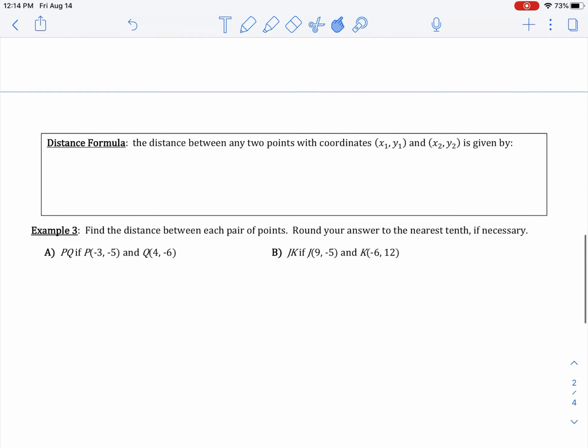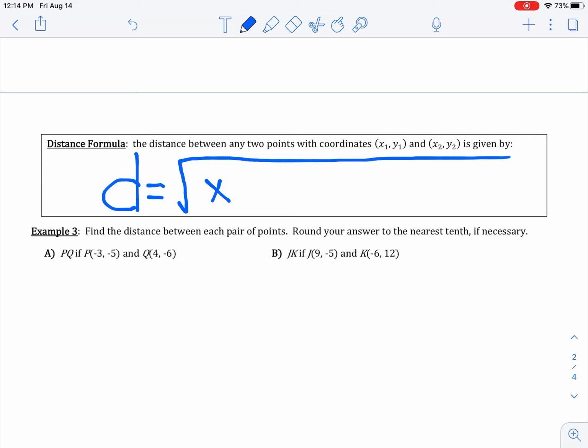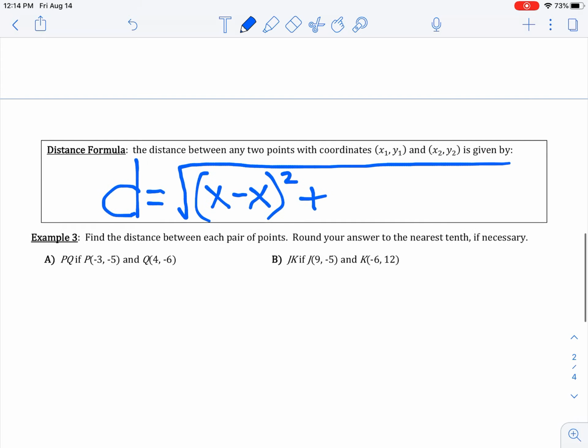Okay, that brings us to our second formula of the day. The second formula is the distance formula. The distance formula will be the following. Now remember, distance is the same as length. So if it says find the length, we can plug it into the distance formula, same type of deal. All right, x minus x squared plus y minus y squared.